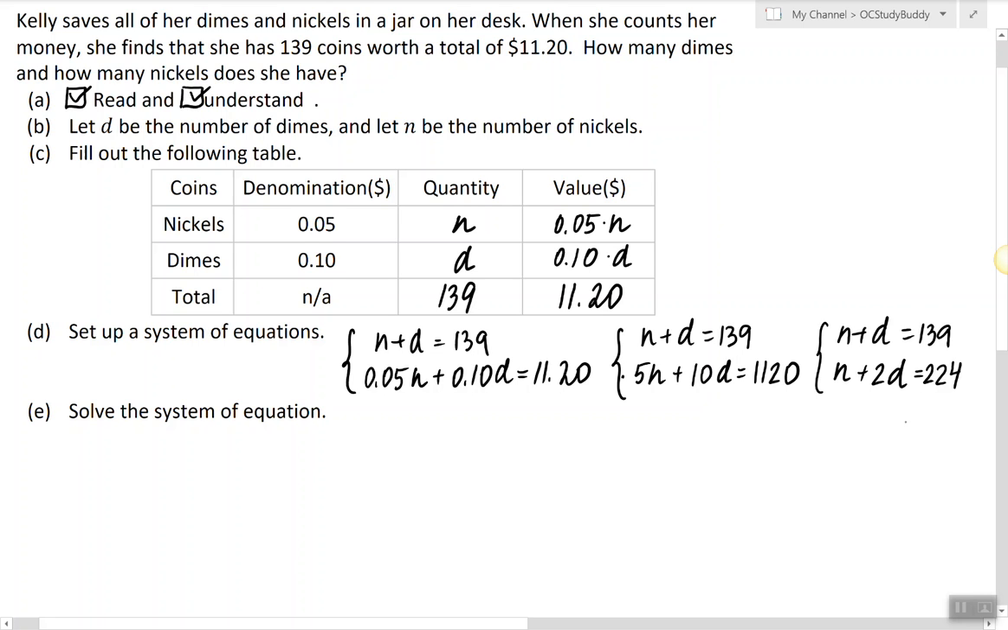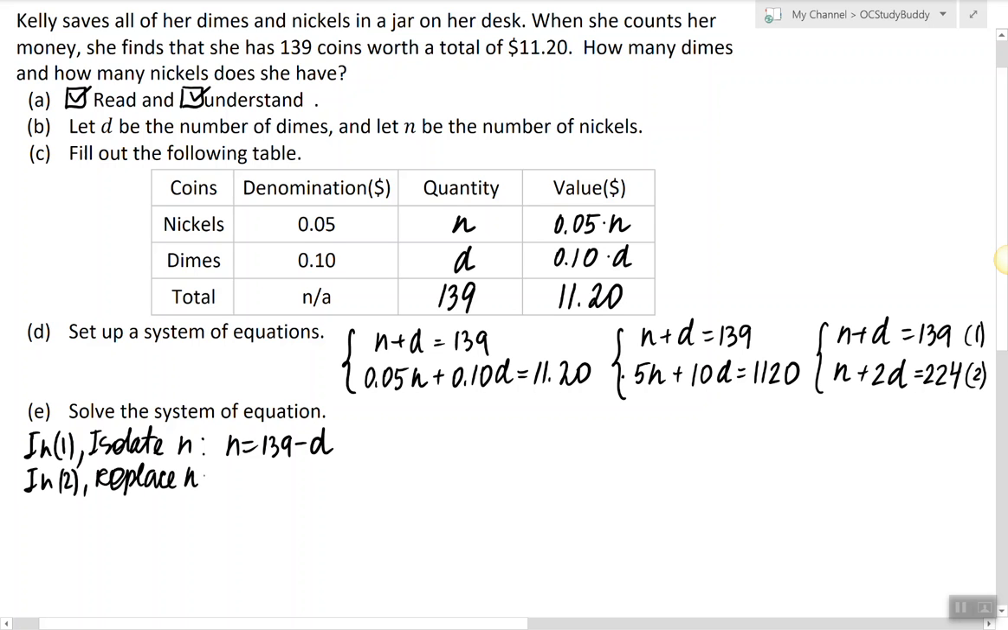And now I have to solve this system of equations. How can I solve the system of equations? Since we have a lot of variables by themselves, I can easily isolate n in the first equation. So isolate n in the first, and n is equal to 139 minus d, and then I can replace this value in the second equation. So instead of n, I'm going to write 139 minus d and copy the rest.